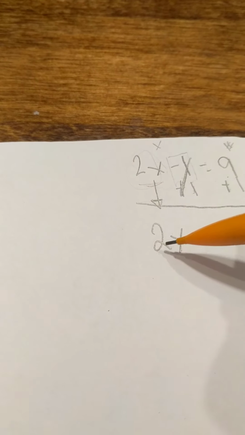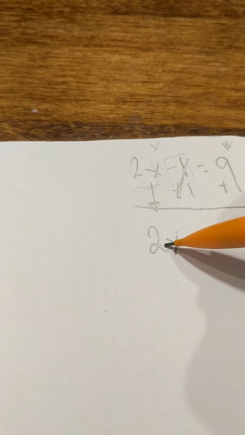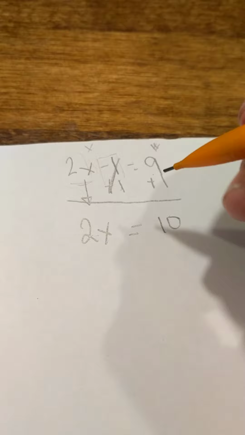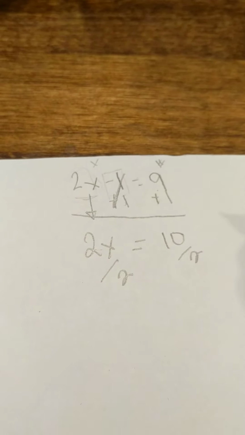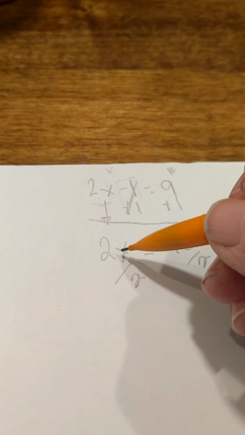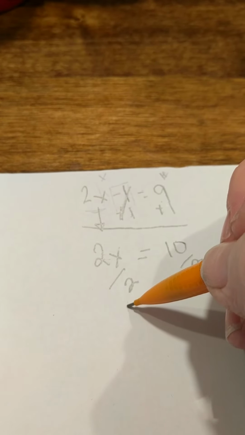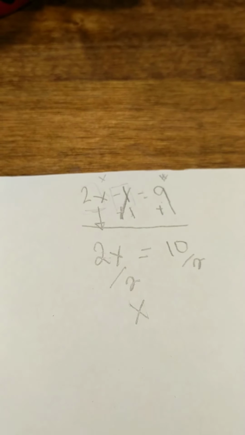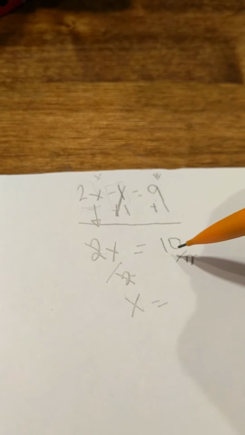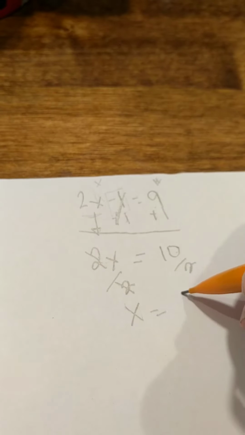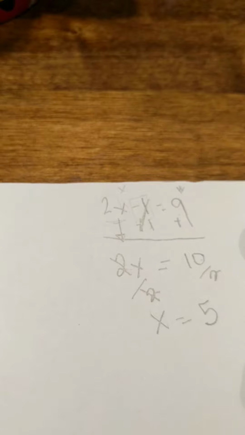Okay, and then it says 2 times x equals 10, and so the inverse of times is divide. And so we divide by 2, we divide by 2, and 2 divided by 2 is 1, and we don't have to write that 1 in front of the x, so we just put the x down there and cancel those off. And then we have 10 divided by 2 is 5. And so we know the answer is 5.